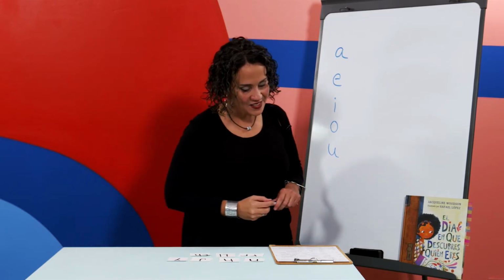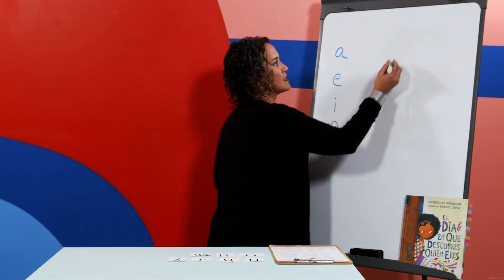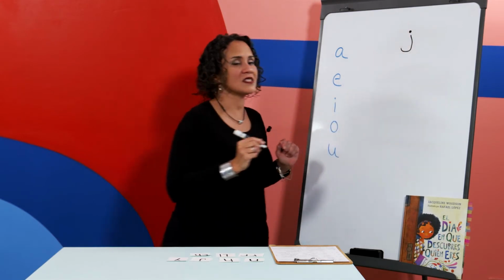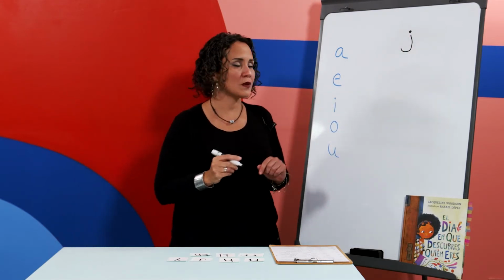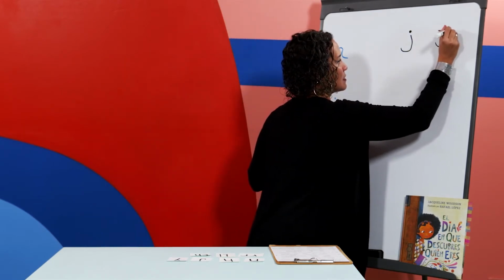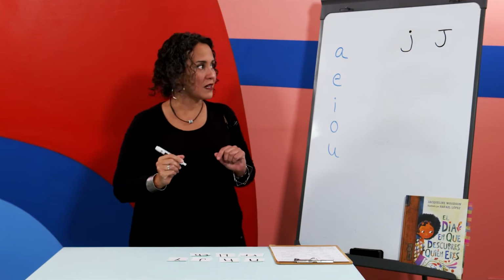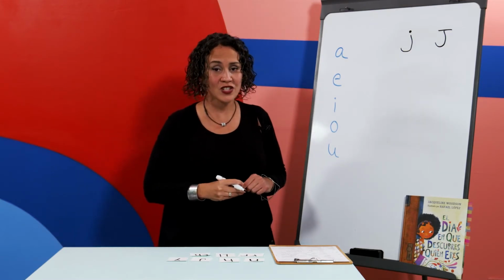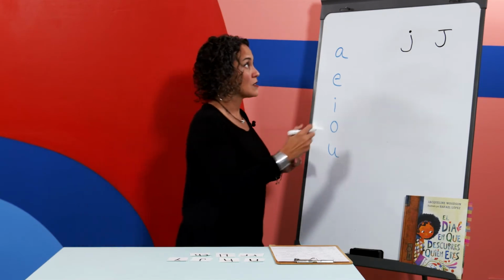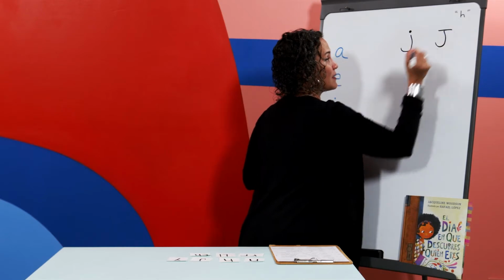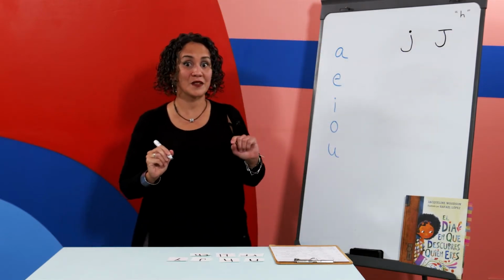Okay, let's go to this one. In English, this is the J. In Spanish, we call this one jota. I'll write the uppercase. Now, this one is tricky because it sounds like an H in English. So I'm going to give you a little hint right there. Okay, that's the sound it makes.